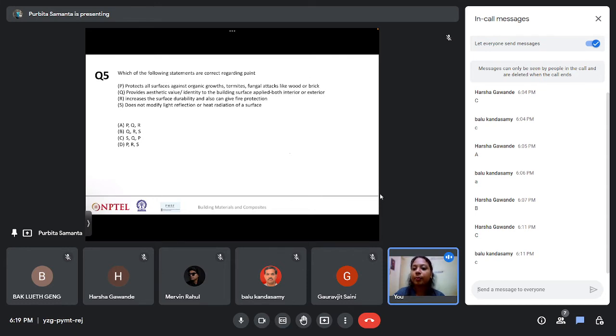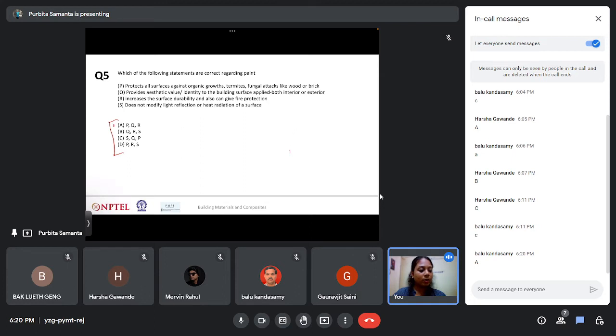So first one is about protects all surfaces against organic growths, termites, fungal attacks like wood or brick, provides aesthetic value or identity with the building surface, applied both interior or exterior, increases the surface durability, and also can give fire protection. And the last option is does not modify light reflection or heat radiation of a surface. So these are the four statements you have, and accordingly you have four options to select which of the following is correct.